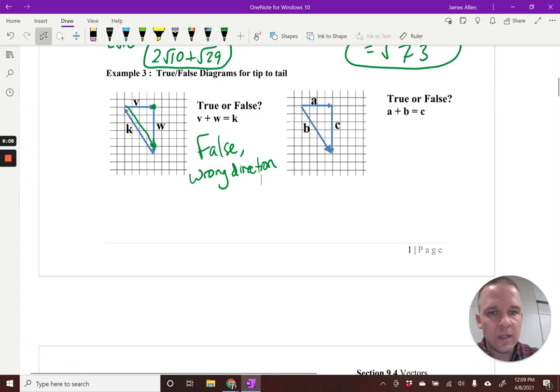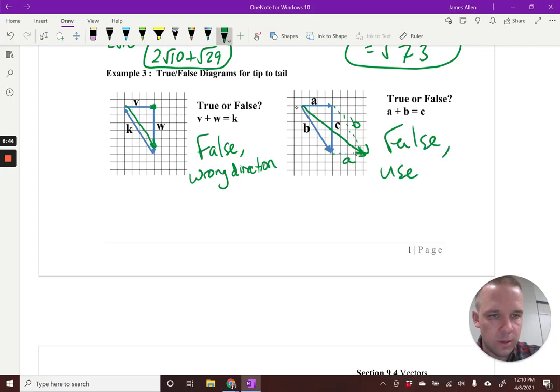All right. Next one. A plus B, is that equal to C? Well, in this case we don't have the tip to tail method going on here, do we? We're really set up more so for our parallelogram method. So if I were to pop A down here, and then B right here, this would be my resultant vector. So again, false. Use parallelogram method.